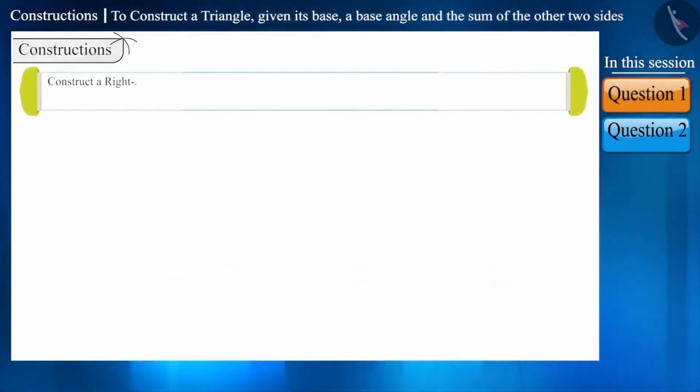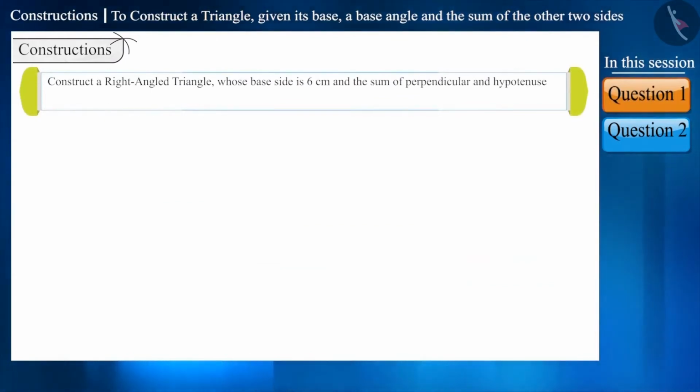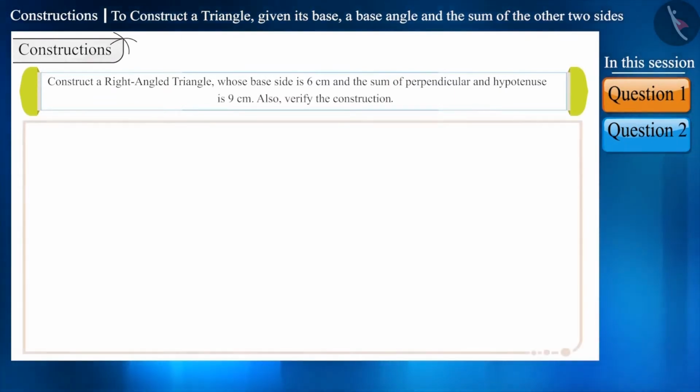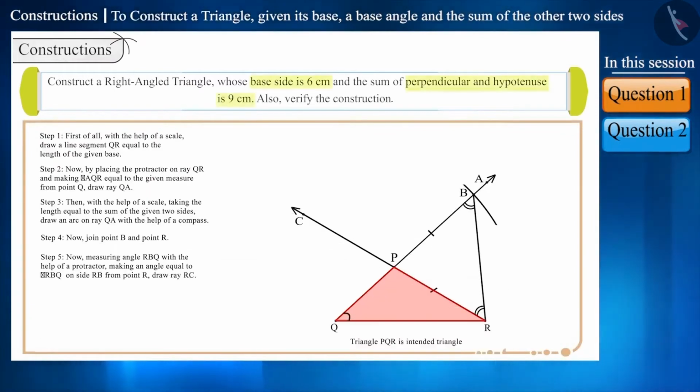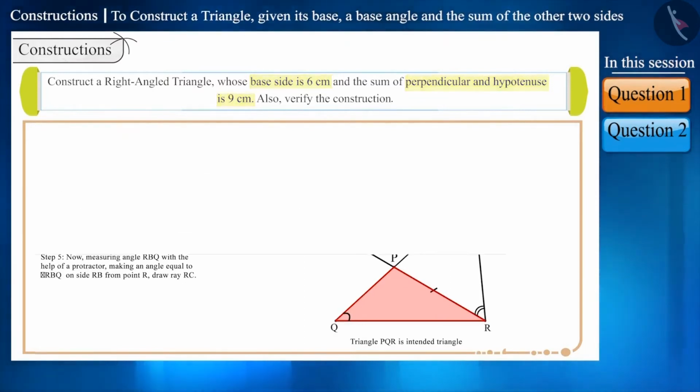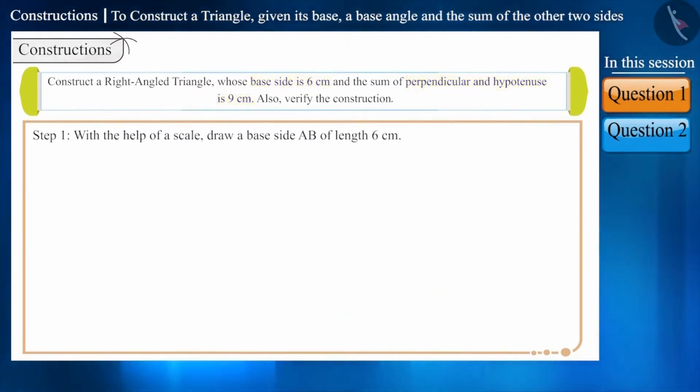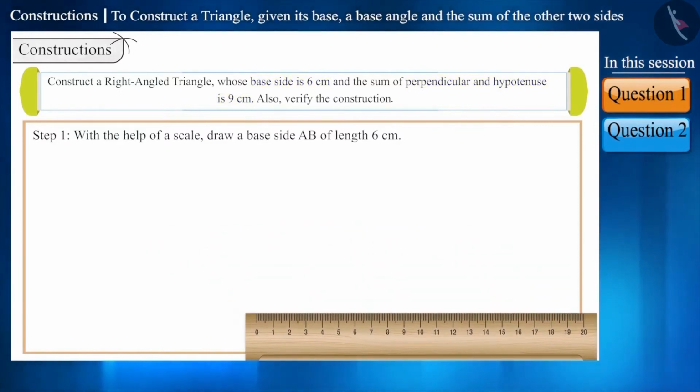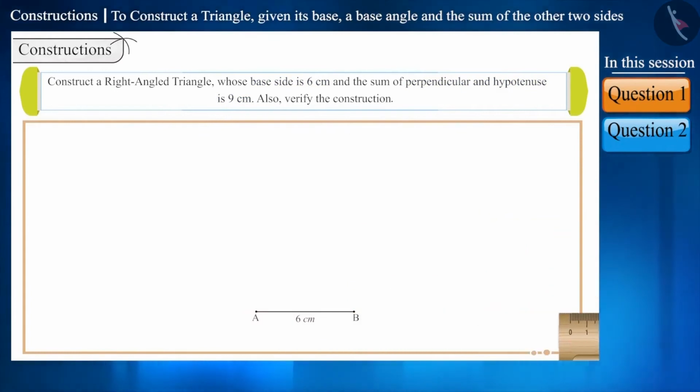Construct a right-angled triangle whose base side is 6 cm and the sum of perpendicular and hypotenuse is 9 cm. Also verify your construction. Friends, in the previous video, we have seen the construction of a triangle for this type of given lengths. Steps for the construction of such a triangle are as follows. Step 1. First of all, with the help of a scale, draw a base side AB of length 6 cm.